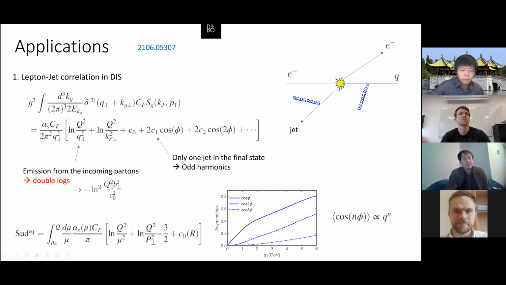So again, I want to emphasize that the distribution is singular in the fixed order perturbation theory, 1/q perp, but after the resummation, it gets completely finite at the origin.